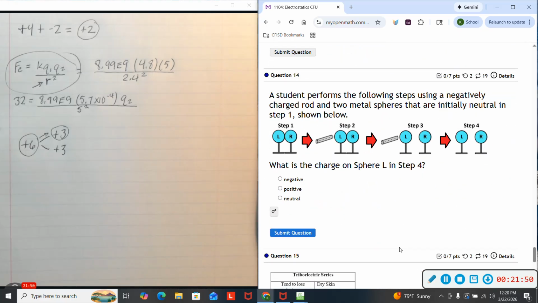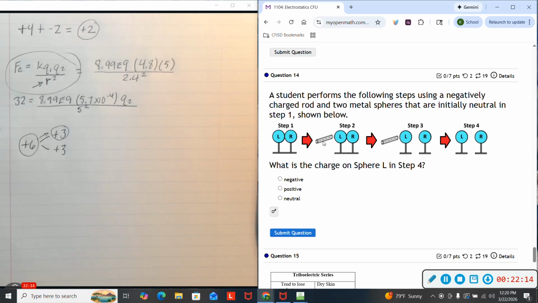All right, question 14. A student performs the following steps using a negatively charged rod, 2 metal spheres that are initially neutral in step 1 shown below. And it says, what is the charge on sphere L in step 4? Guys, this is charging by induction. That's what it is. You have these 2 objects that start out neutral and they're touching. You bring a charged object nearby without touching it.